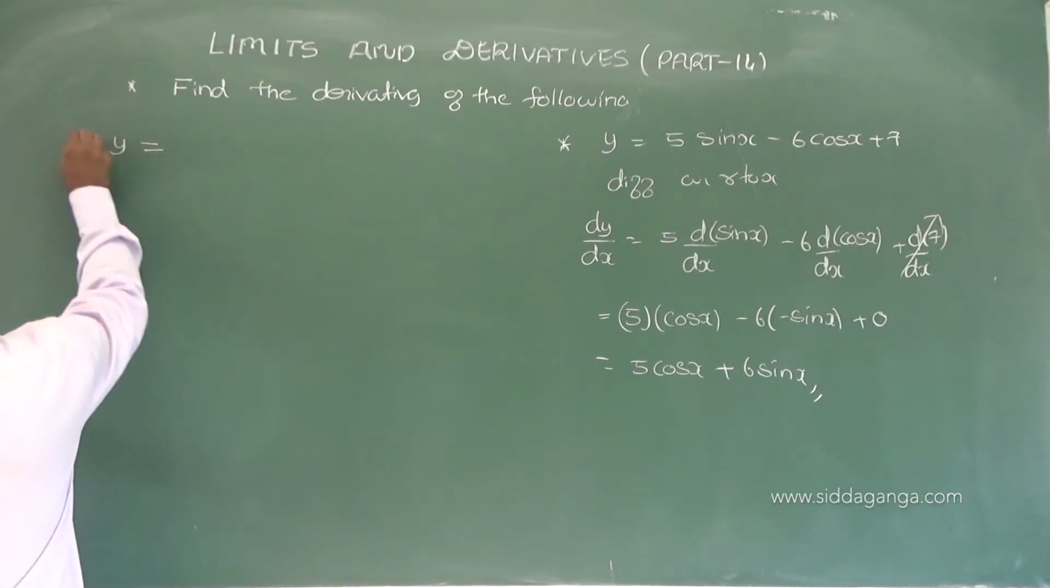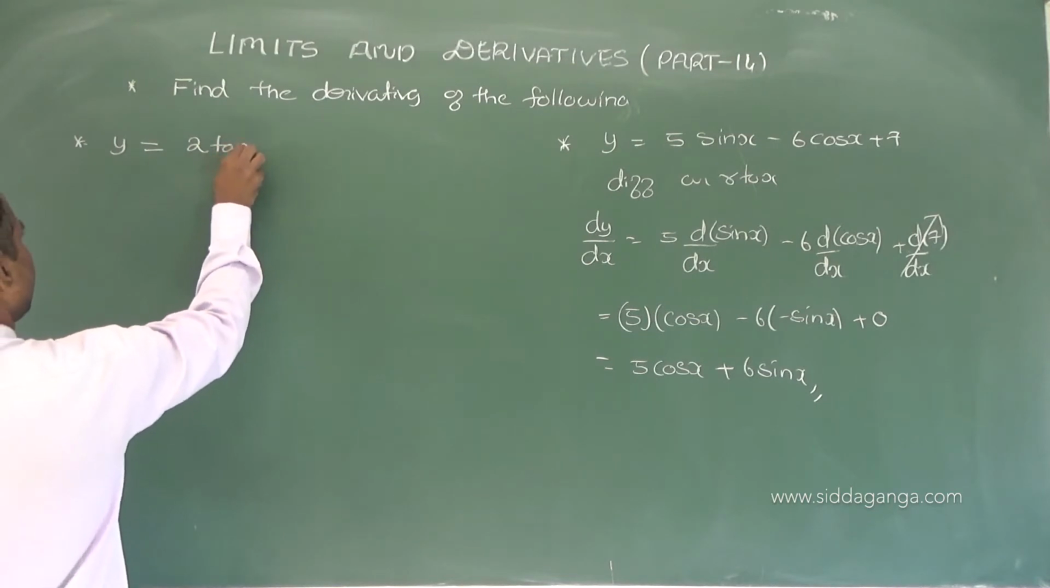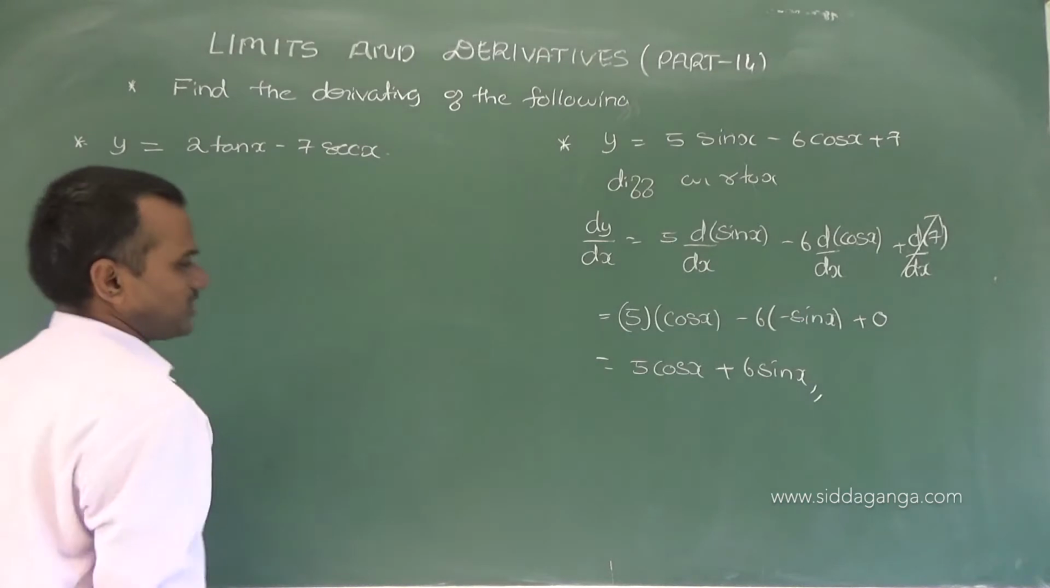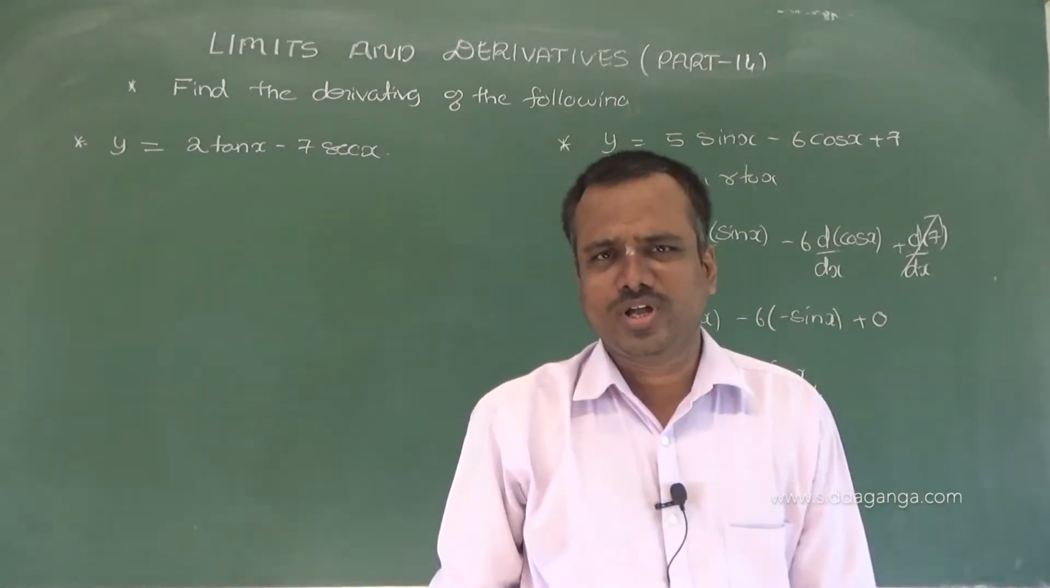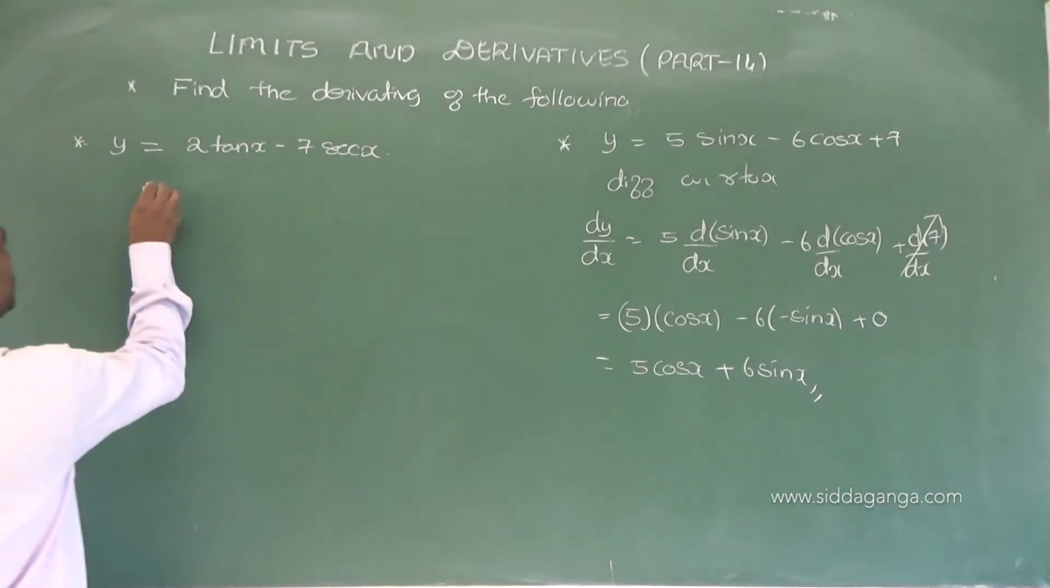Next one. y is equal to 2 tan x minus 7 secant x. Very simple problem. Differentiate.